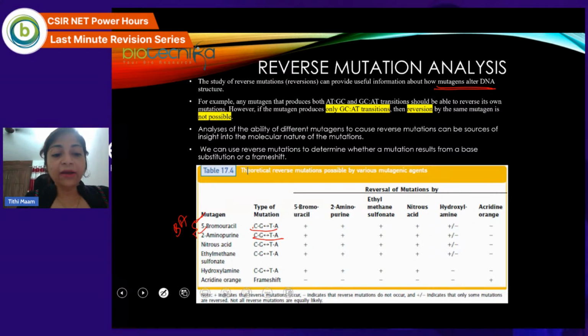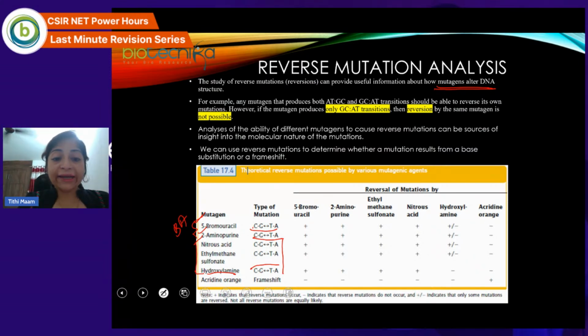Nitrous acid, ethyl methane sulfonate, and hydroxylamine also cause transition. Nitrous acid is a deaminating agent, ethyl methane sulfonate is an alkylating agent, and hydroxylamine is a hydroxylating agent. But hydroxylamine can cause only one type of transition: CG to TA. The TA to CG transition it cannot do. So any mutation caused by hydroxylamine cannot be reversed by its own application. It has to be reversed by some other chemical.